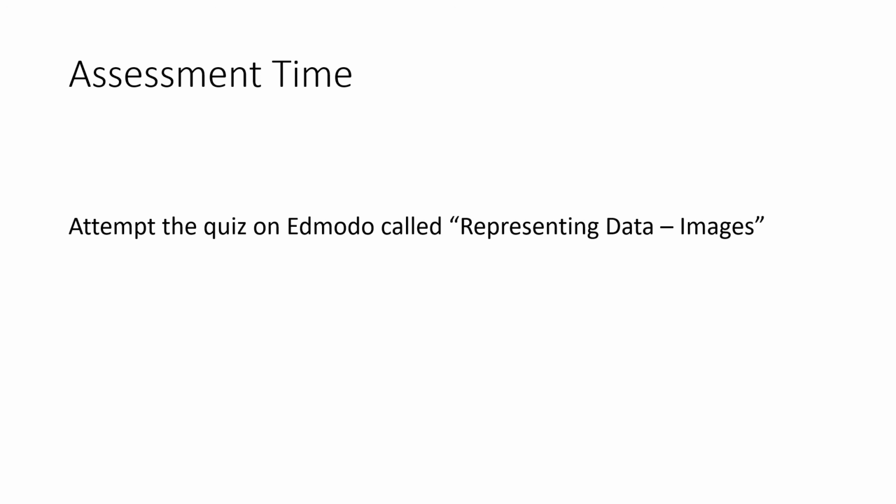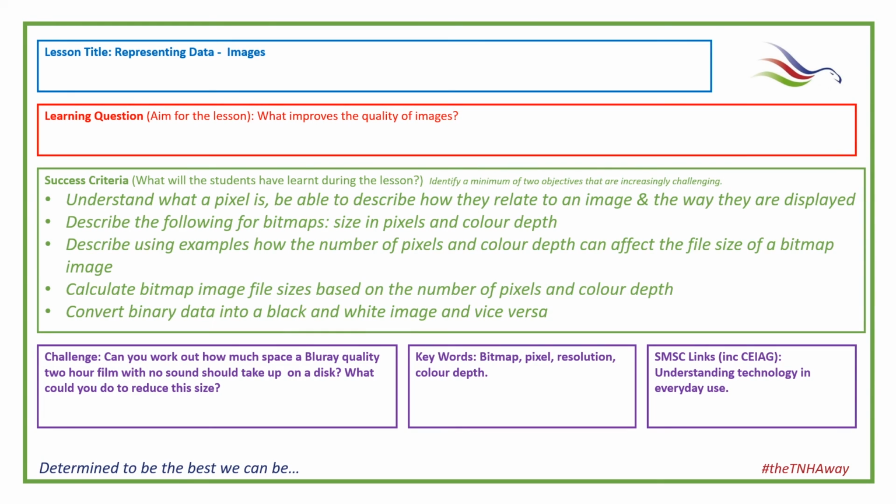And a little recap for you. This episode was about images. What's a pixel? How are they used? How they're used in bitmaps? How does number of pixels and color depth affect file sizes? How does the number of pixels and color depth affect quality? And can you, using ones and zeros in binary, create simple images?